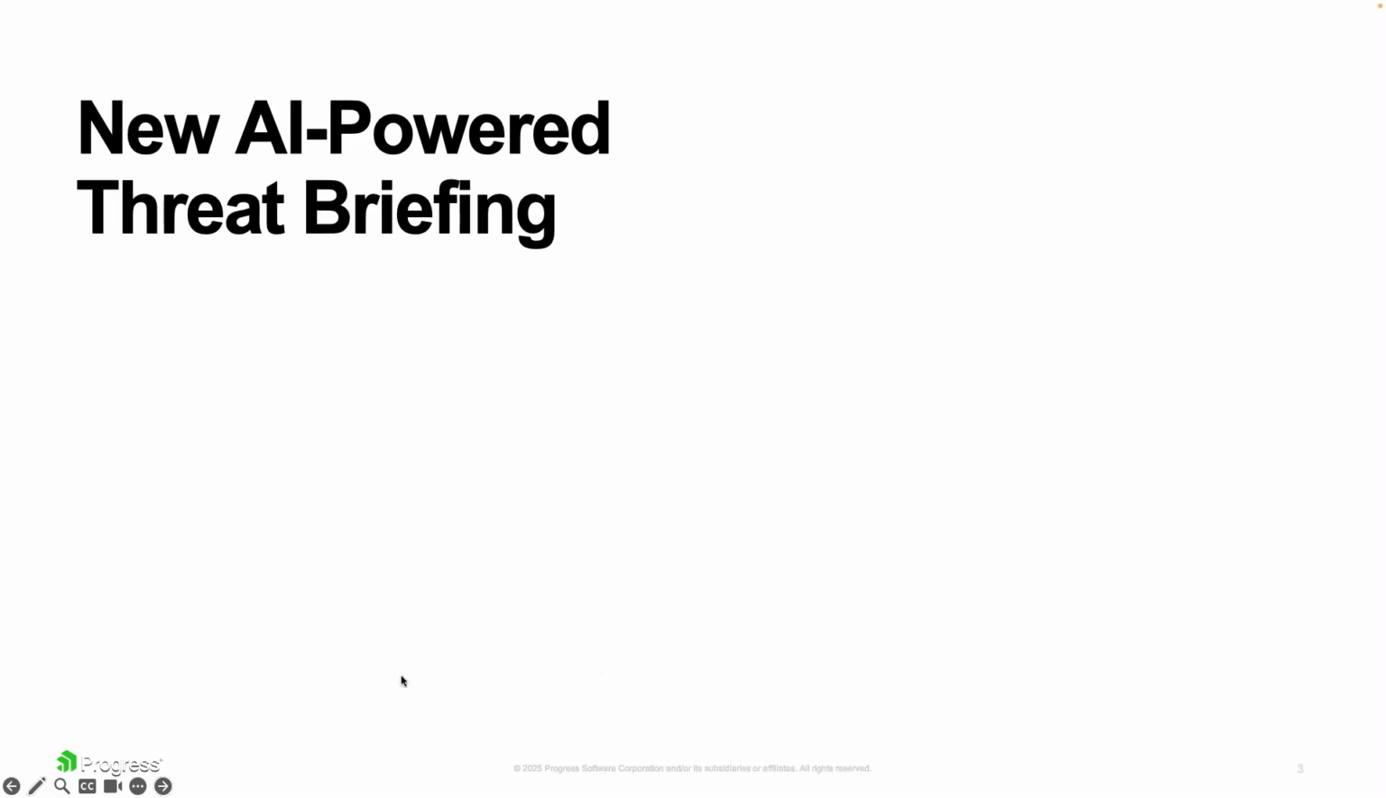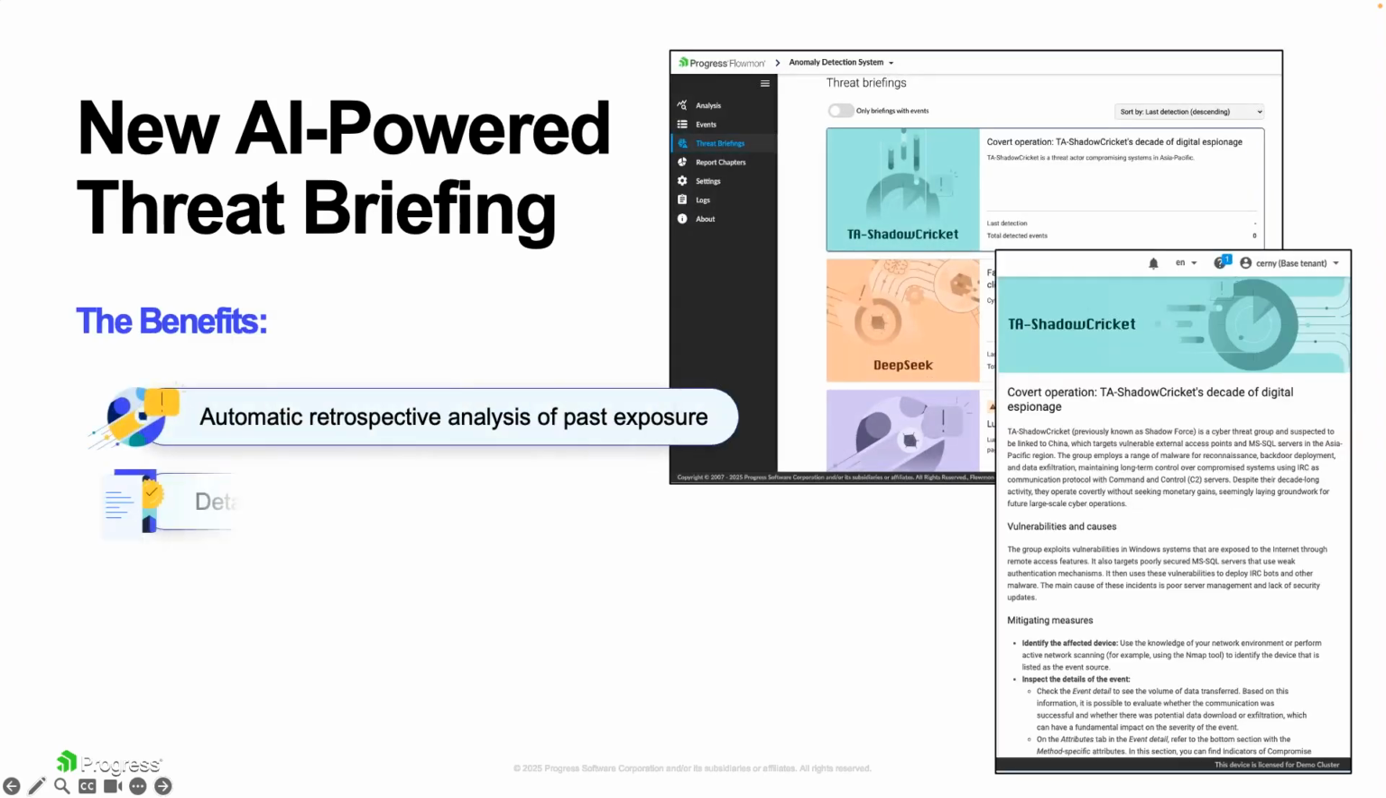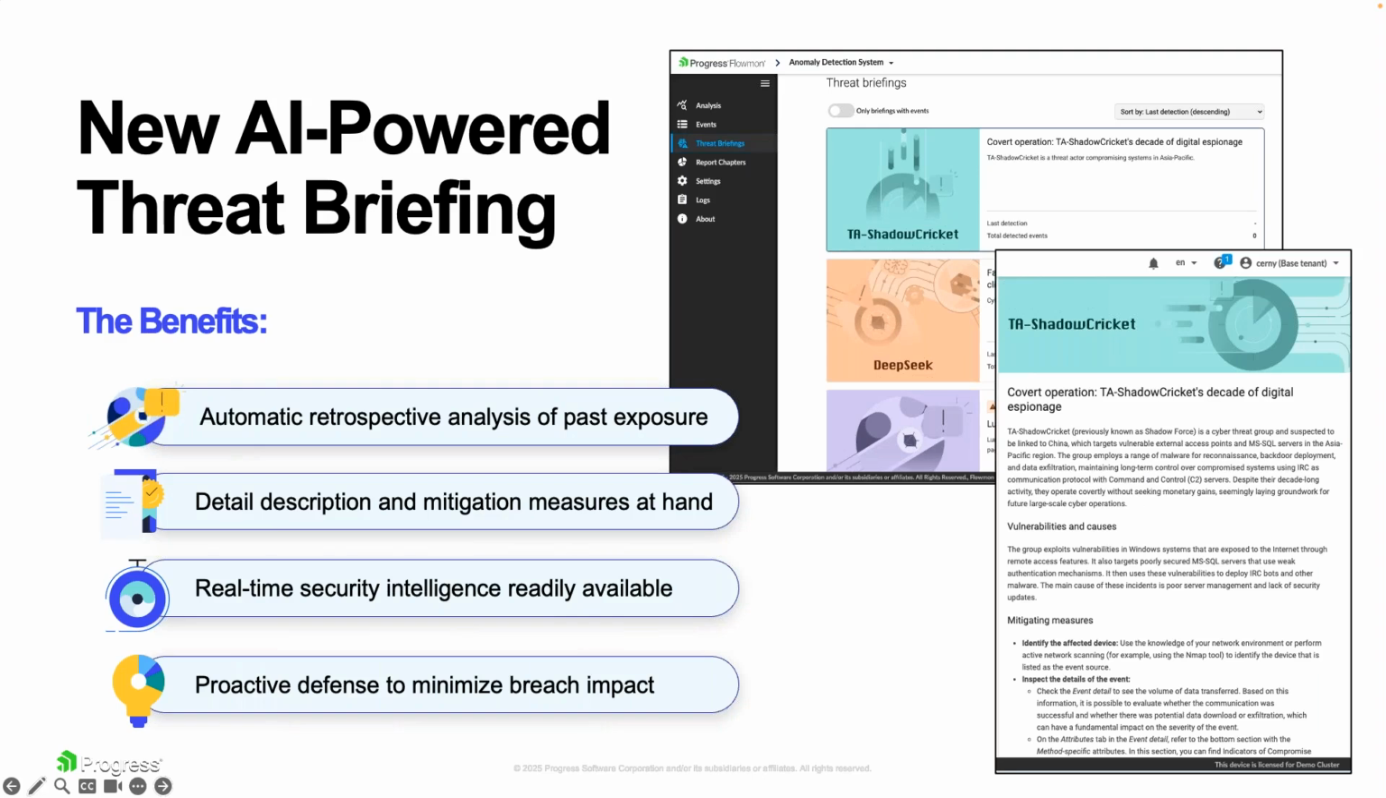my part of the presentation, and let me just summarize what ADS 12.5 basically introduced. The most exciting feature, I would say, is the new AI-powered threat briefings, basically giving you new detailed security intelligence that you have readily available. You have description and mitigation measures at hand. And basically, you can also quickly do an automatic retrospective analysis of past exposure.